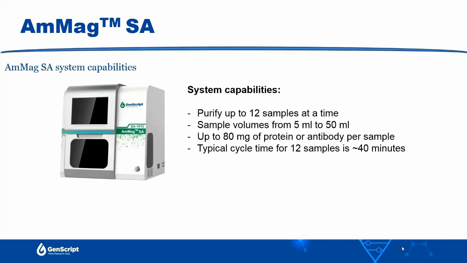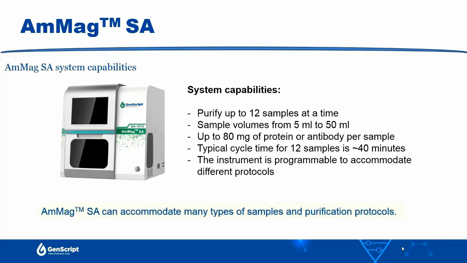So the typical cycling time for each set of 12 samples is approximately 40 minutes when using default programs. But the instrument is fully programmable and it can accommodate different protocols that you might want to set. Examples of modifications could be addition of washing steps for some samples or changing the volume of washing buffer for some other samples. So in sum, the AMAG assay can accommodate many different types of samples and many types of purification protocols.